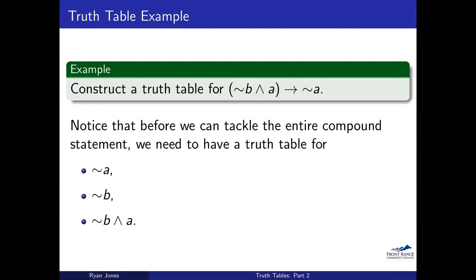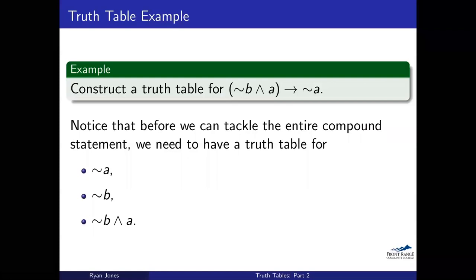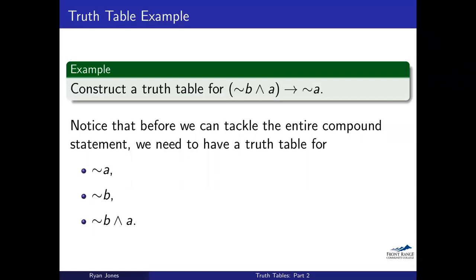And this is pretty ugly. I've got a not B being anded with an A, and all of that is in an if then with not A. So you obviously wouldn't just look at this whole compound statement and immediately be able to tell me what the truth values would be for it. You'd have to go part by part.